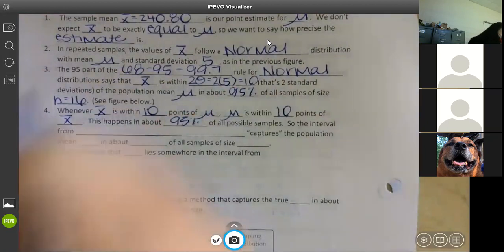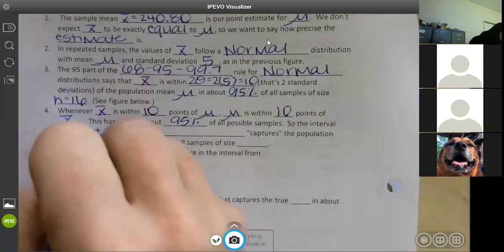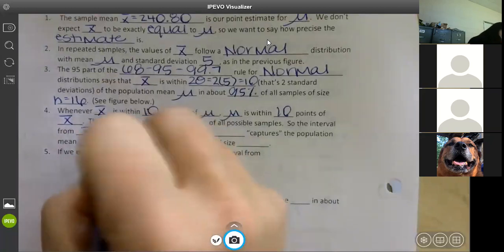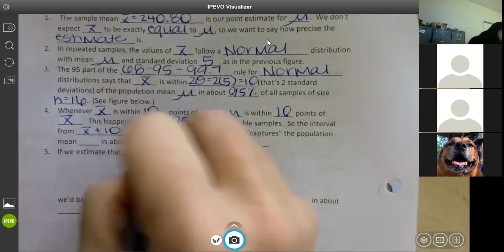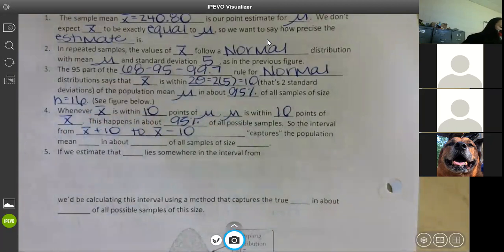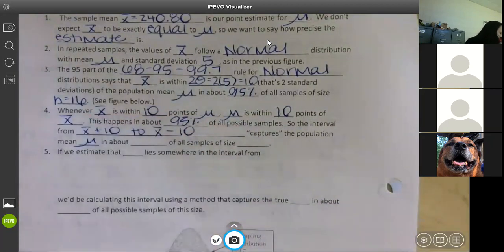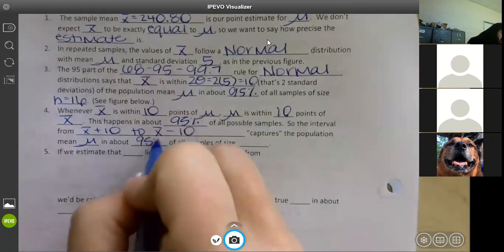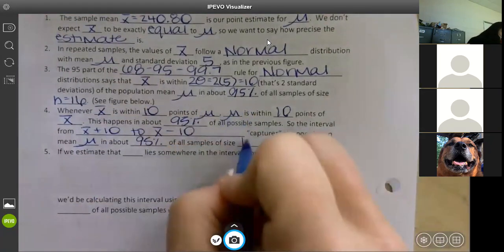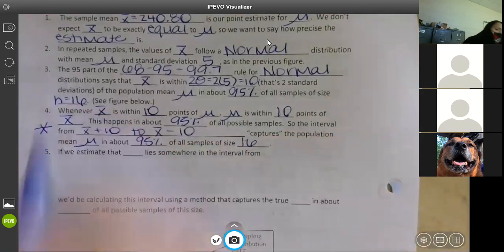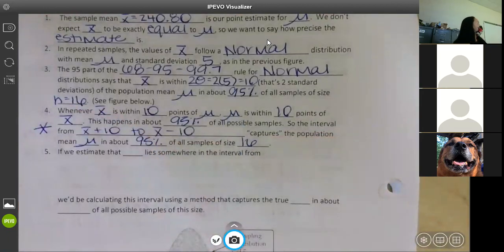So the interval from X bar minus 10 to X bar plus 10 captures the population mean mu in about 95% of all the samples of size 16. This is a super important statement, probably makes no sense to you right now, but it will. We're going to do these, okay? We're going to come up with these confidence intervals, and I think they're easy to come up with, okay? They're really easy to come up with.